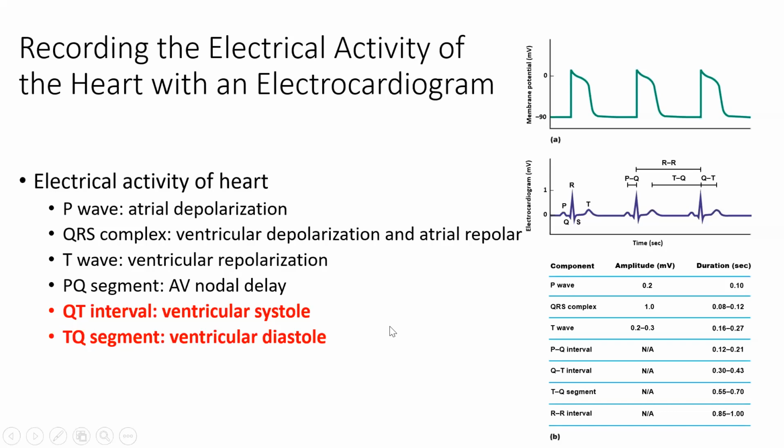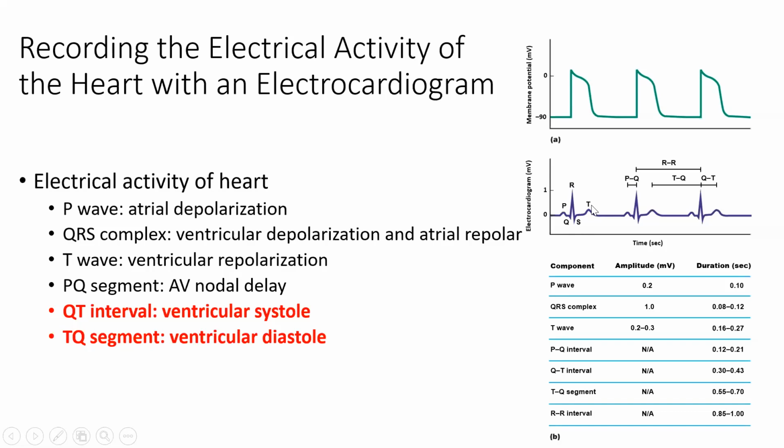We can also talk about the QT interval, which represents ventricular systole. So the entire part of the curve from the QRS complex to the end of the T wave represents the squeezing of the ventricles. We're going to talk about what systole means as we talk about the phases of the cardiac cycle next, but systole is when the ventricles are squeezing, they're ejecting blood, and so they're depolarizing or contracting, and that's all of the events between the Q of the QRS complex and the end of the T wave here.